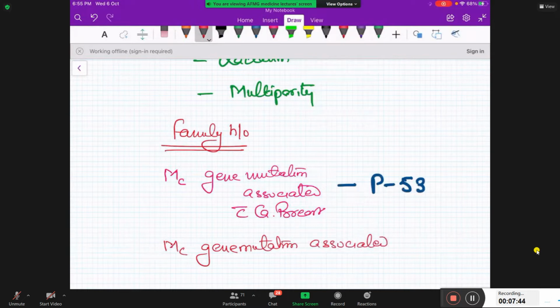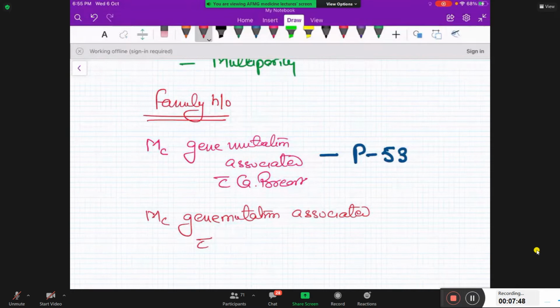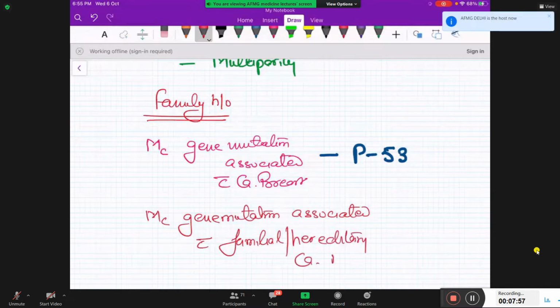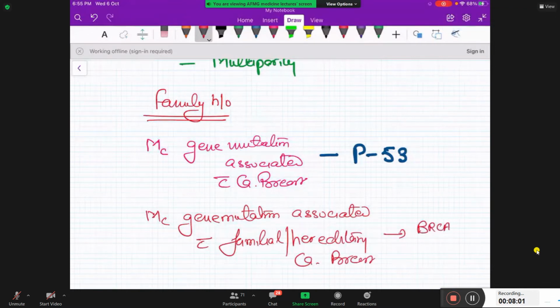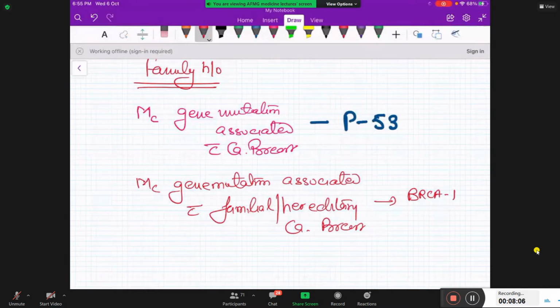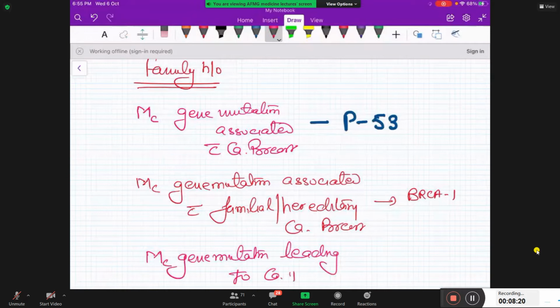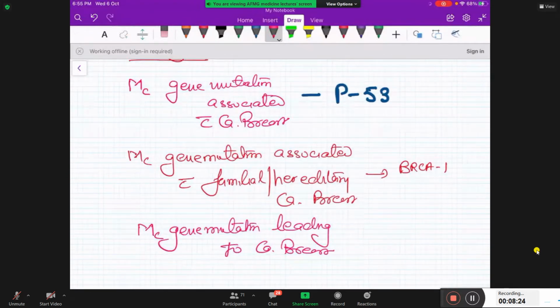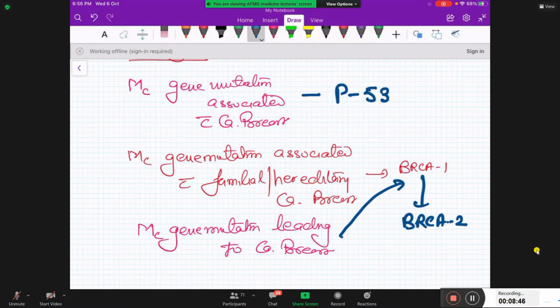But if by any chance you are asked the most common gene mutation associated with familial or hereditary carcinoma breast, then the answer will be BRCA1. And one more important question: the most common gene mutation leading to carcinoma breast, if asked, then also it is BRCA1 followed by BRCA2. Right?